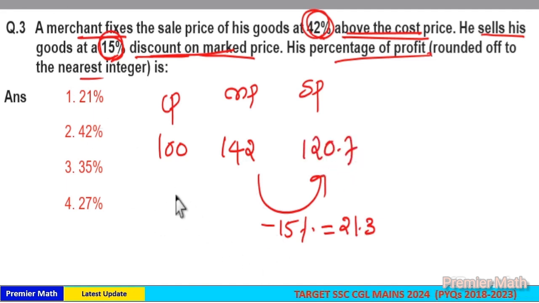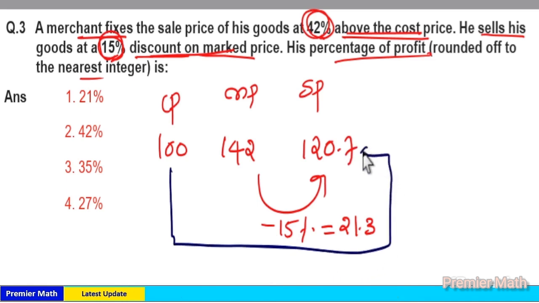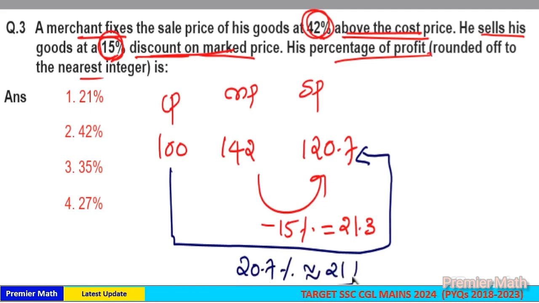You can see here the difference between sell price and cost price is equal to 20.7 rupees. So 20.7% means nearly 21%. Option 1 is your answer.